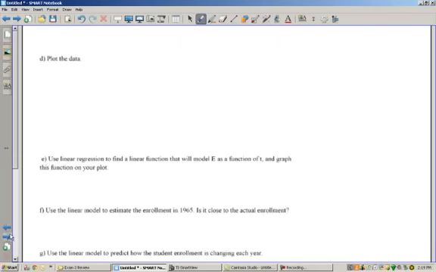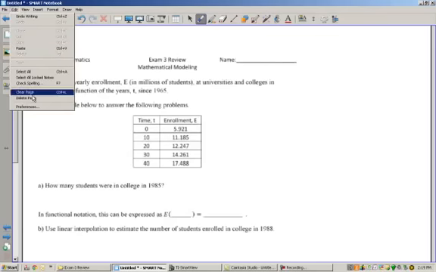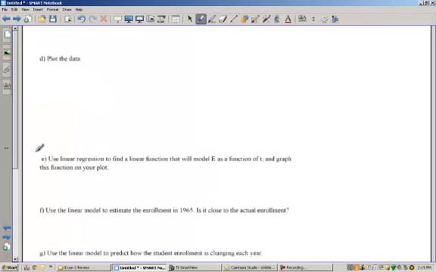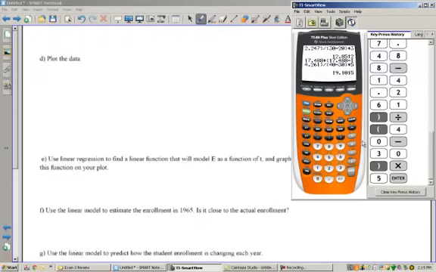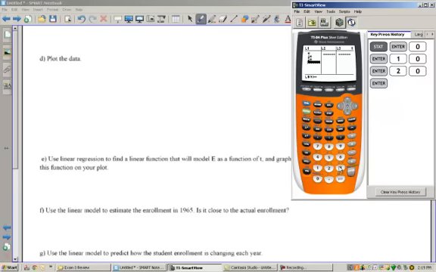All right, so on the next page, we want to actually plot the data. To plot the data, we come back here, hit the Stat button and hit Enter. We want to input our data. So you go back and look at your table, and you put it in. So you have 0, 10, 20, 30, and 40. And then put in your outputs over here on the right.